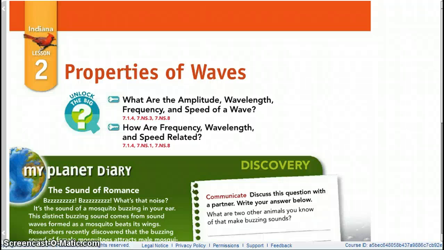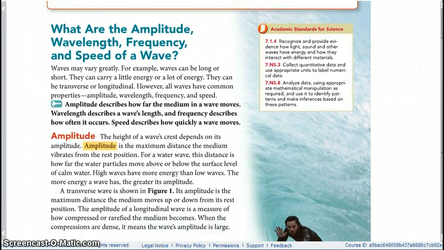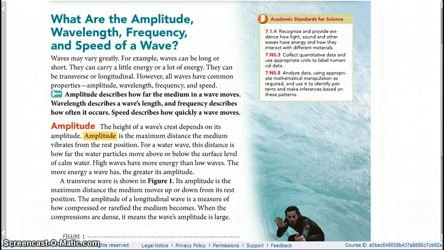Chapter 6, Section 2, Properties of Waves. The two questions are: 1. What are the amplitude, wavelength, frequency, and speed of a wave? 2. How are frequency, wavelength, and speed related? What are the amplitude, wavelength, frequency, and speed of a wave?